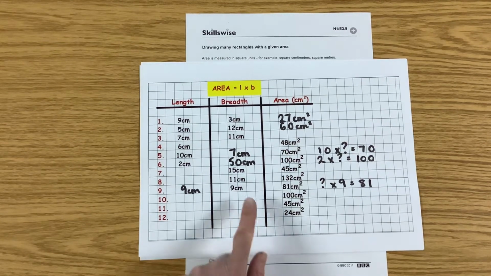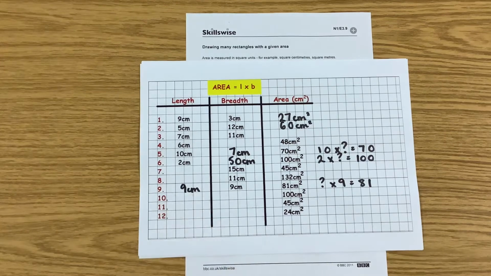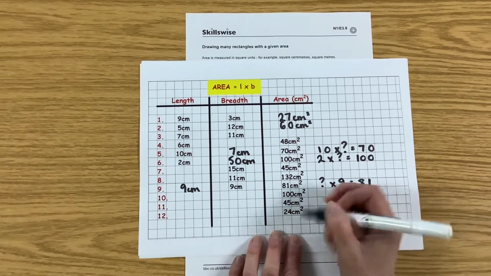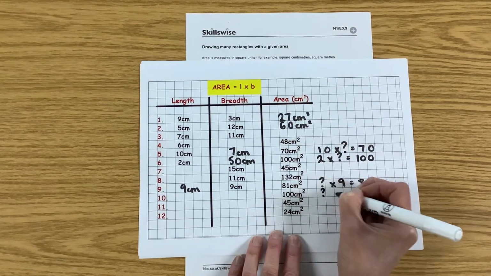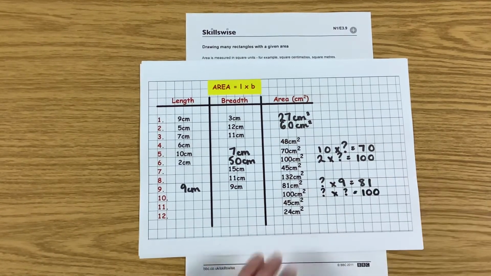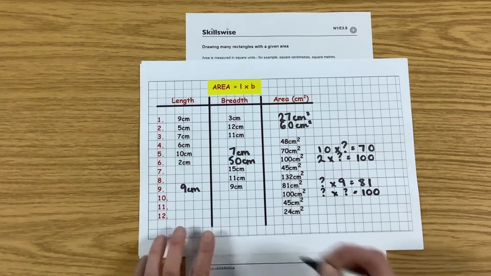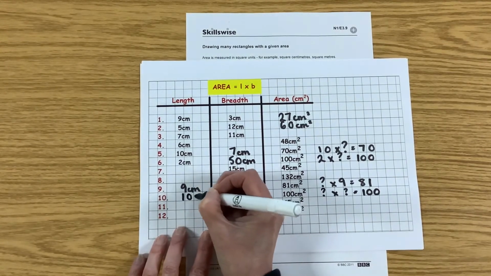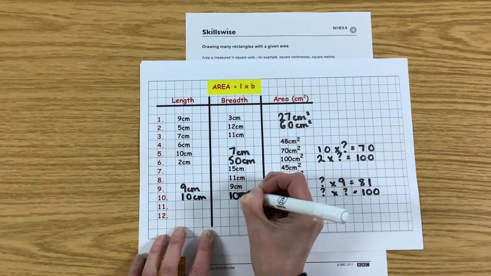Now, in the last 3, I am missing both the length and the breadth. And in these ones, we are trying to think of 2 numbers that multiply together, in number 10, for example, to make 100. Can you think of 2 numbers that multiply together? Well, you could do 10 times 10, couldn't you? That could be 10 centimetres and 10 centimetres.